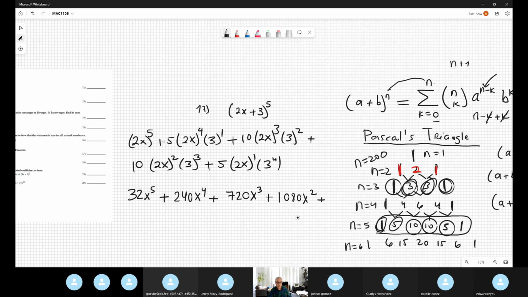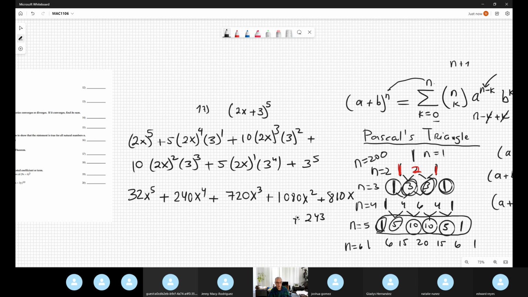plus, this is 81 times 5 times 2 is 810. We have 1, 2, 3, 4, 5. I forgot 1, okay, 6. Okay, the rest is 3 to the 5th power. And 3 to the 5th power is, this is x, right? I forgot this x, this x to the 1 power. Plus, the last is 243.